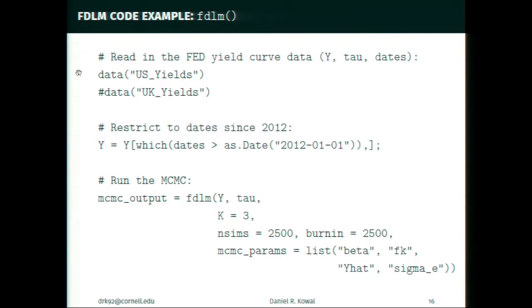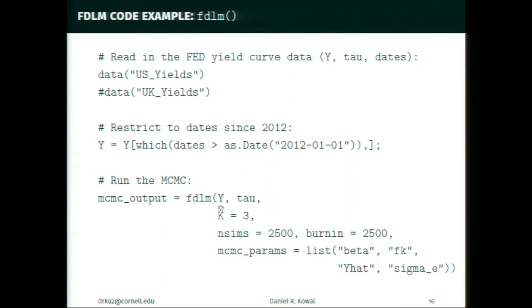So you can read in yield curve data, which I also include in this package, both for the US yields and the UK yields that I mentioned before. And each of those comes with three objects: the data matrix, the tau, which is the vector of observation points, so that's the times to maturity that you observe, and then some corresponding dates to go along with those time index. So just as an example, you can restrict the dates to 2012, just to keep it a little bit shorter, because it is a daily time series. And then run the MCMC.